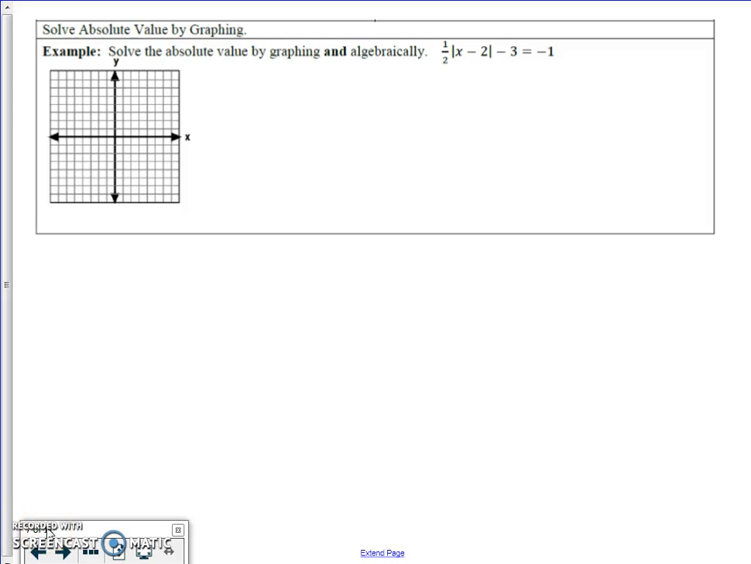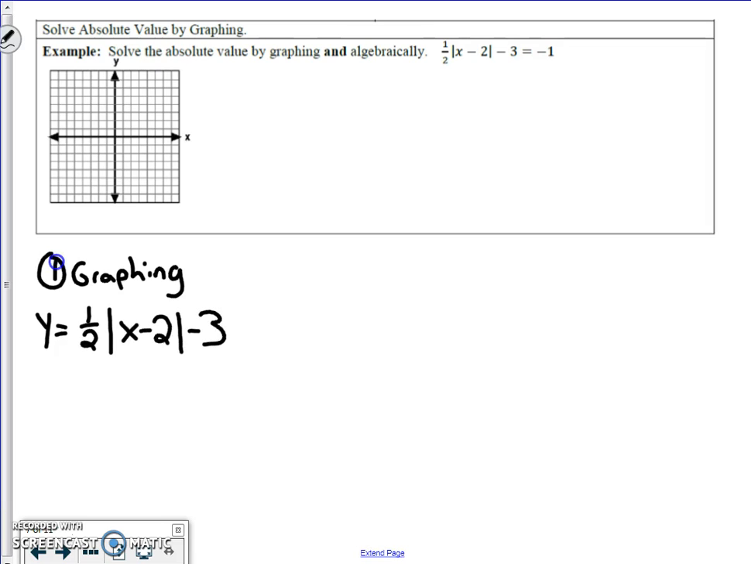Now we're asked to solve the absolute value function by means of graphing and also solving it algebraically. We're first going to start with graphing. We need to do two things to start off. One, we're going to write our function as y is equal to 1/2 times the absolute value of x minus 2, minus 3. That's our first equation we're going to graph.